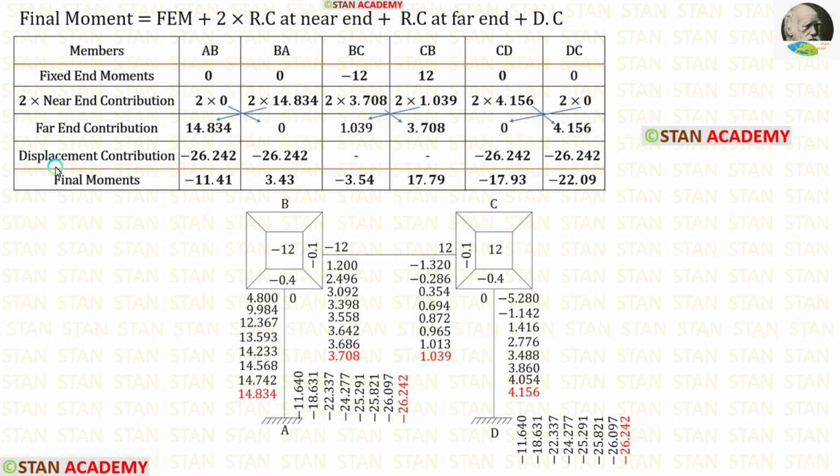Now let us enter the displacement contributions. For the columns A, B and C, D, it is minus 26.242. So for AB, BA, CD and DC, we have to enter that. The displacement contribution is only available in the columns. In the beam BC, it will not be available. So for BC and CB, there are no displacement contributions. After adding these four values, we will get the final moments.